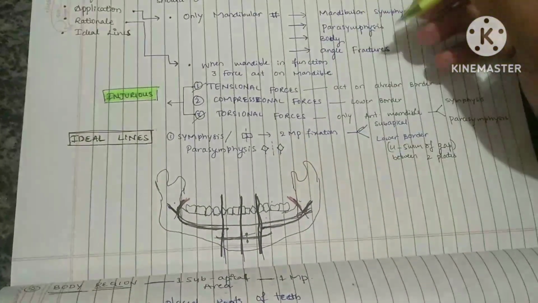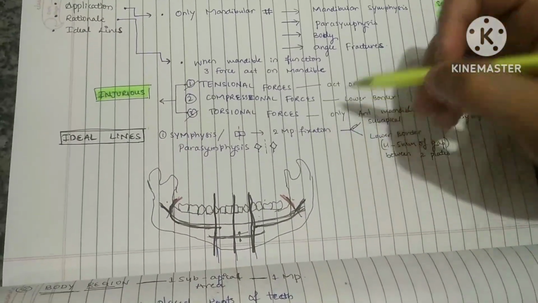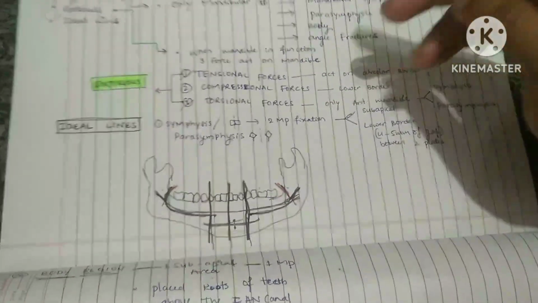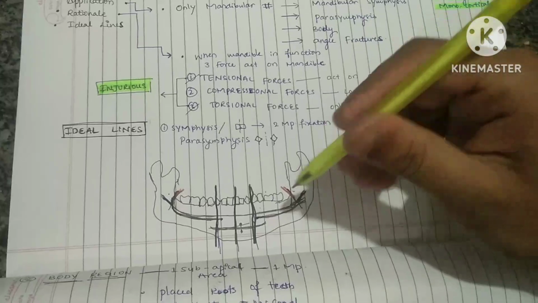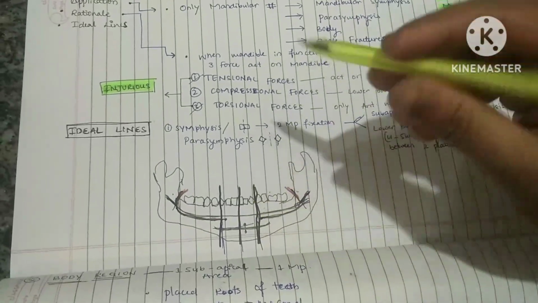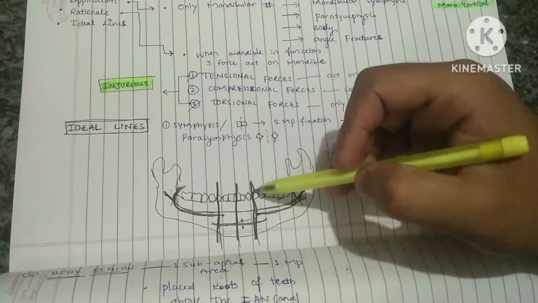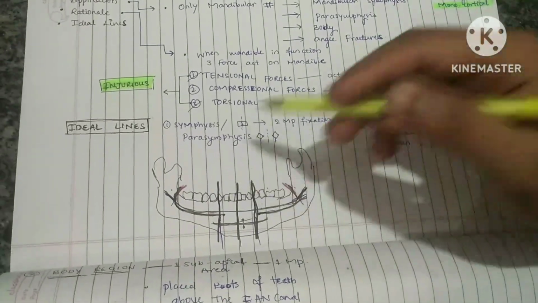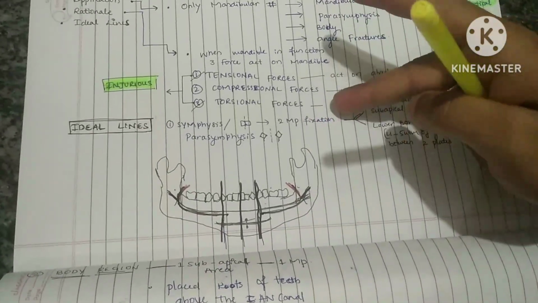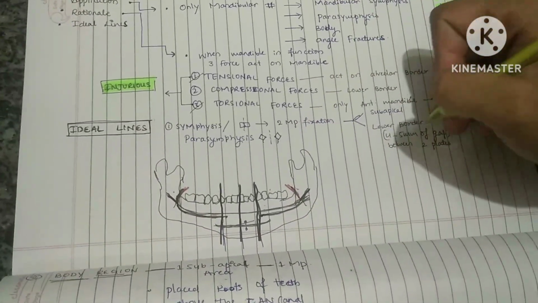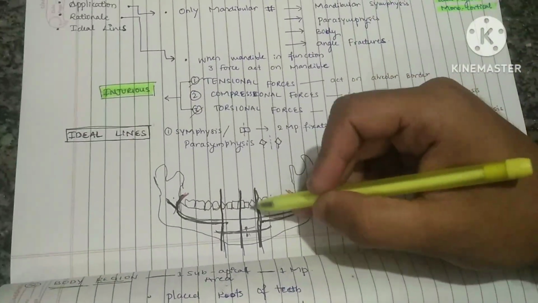Now, for symphysis fractures or parasymphysis fractures, there are two mini plate fixations, not one but two. This is the two mandibular central incisors. If the fracture line occurs between these two, it is called a symphysis fracture, and those fractures occurring between the two premolars or the two canines are called parasymphysis fractures. Here we are going to fix two mini plates: the subapical and the lower border. The lower border is here, and the subapical is below the roots of the teeth.